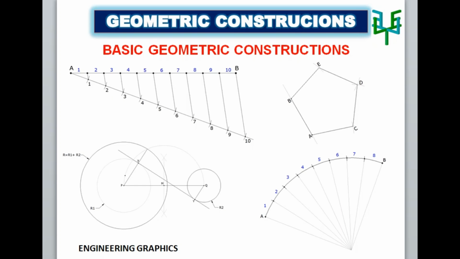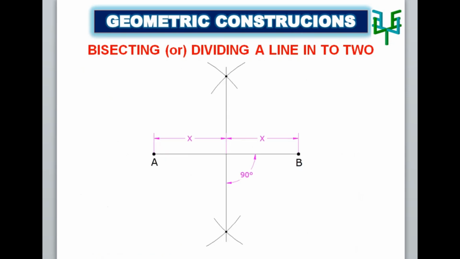In this video, we are going to see some basic geometric constructions, bisecting or dividing a line into equal parts. A line may be horizontal, vertical, or even inclined. Draw the line and mark its endpoints. For our reference, let the endpoints of the line be A and B.